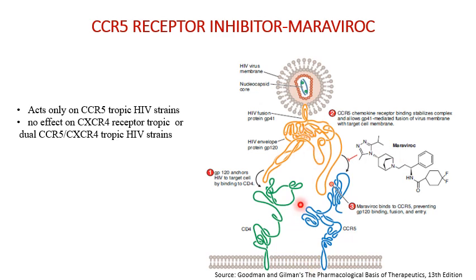You should know this drug acts only on CCR5 tropic HIV strains. So we know that there are two chemokine receptors, CCR5 and CXCR4. Some HIV strains are CCR5 tropic, some are CXCR4 tropic, and some strains are mixed, they are both CCR5 and CXCR4 tropic. Maraviroc acts only on CCR5 tropic HIV strains. It doesn't act on CXCR4 or mixed tropic HIV strains. So this point you should remember: only CCR5 tropic HIV strains are affected by Maraviroc.